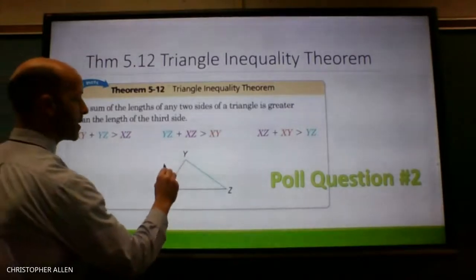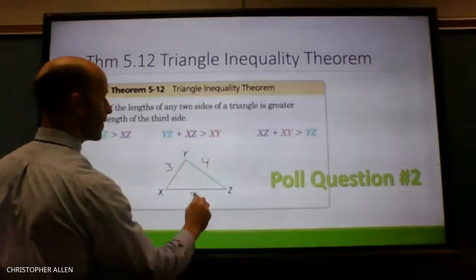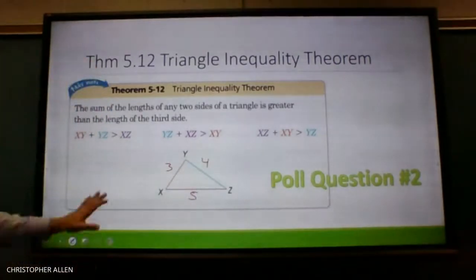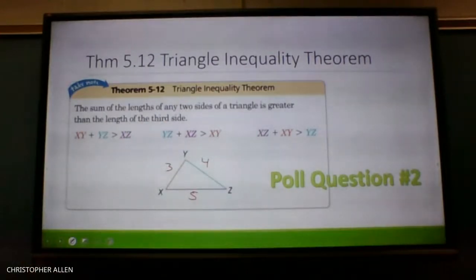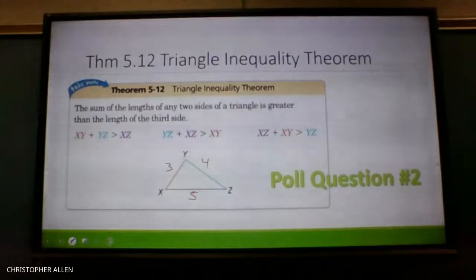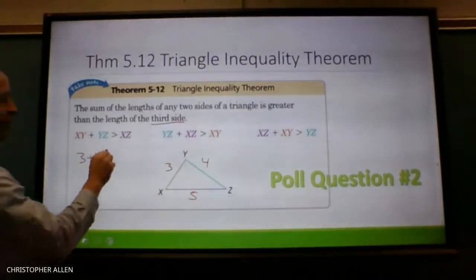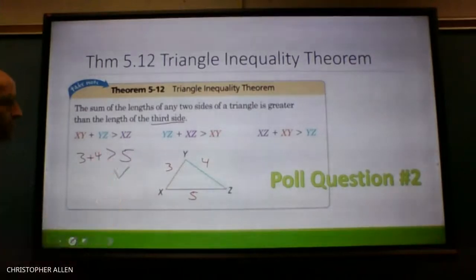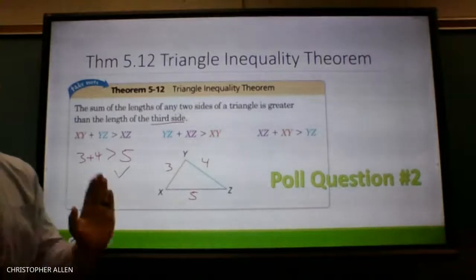Let's say that this is 3, this is 4, and this is 5. This is what this theorem says. This theorem is called the triangle inequality theorem, and it says the following. The sum of the lengths of any two sides of a triangle has to be greater than the third side. So would you guys agree that 3 plus 4 is greater than 5? Well, yes, that's clearly true. This always has to be true.